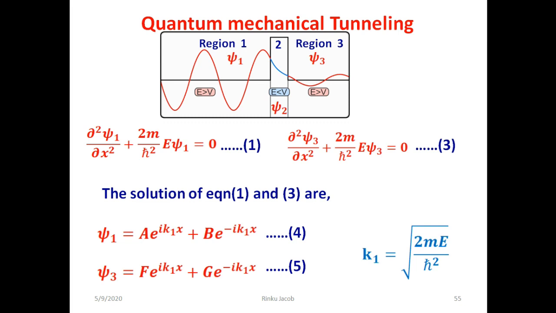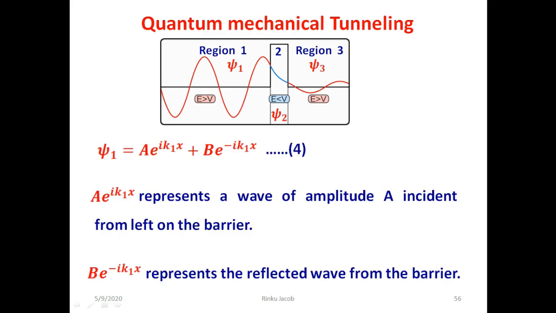In equation 4, A e^(ik1x) represents the incident wave and B e^(-ik1x) represents the reflected wave from the potential barrier in region 1. Similarly, in equation 5, F e^(ik1x) represents the transmitted wave to region 3 and G e^(-ik1x) represents the reflected wave in region 3. Here A, B, F and G indicate the amplitudes of the corresponding waves. As I explained, in equation 4, A e^(ik1x) represents a wave of amplitude A incident from the left of the barrier and B e^(-ik1x) represents the reflected wave from the barrier.